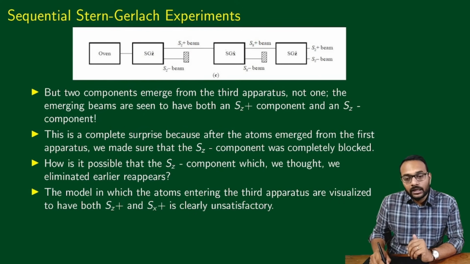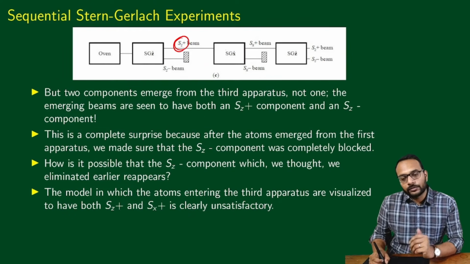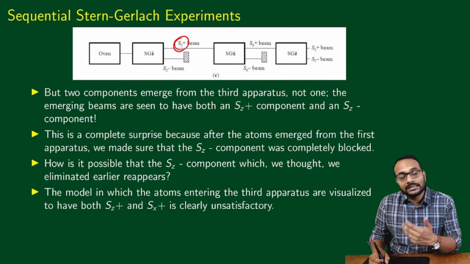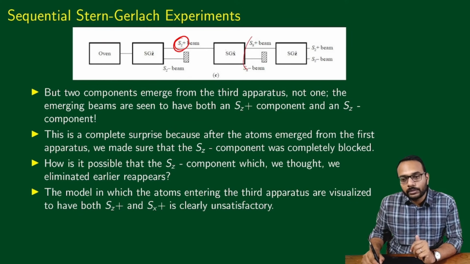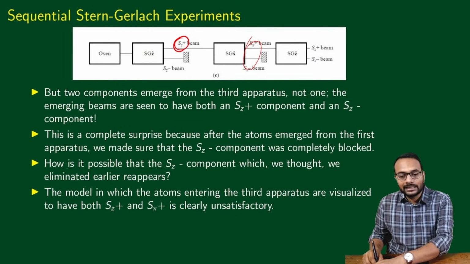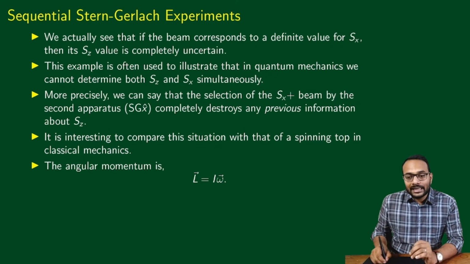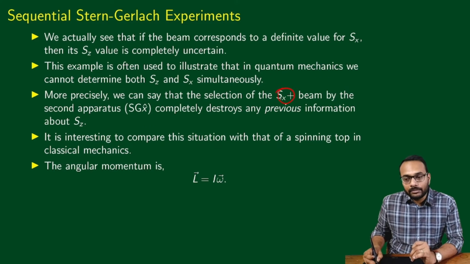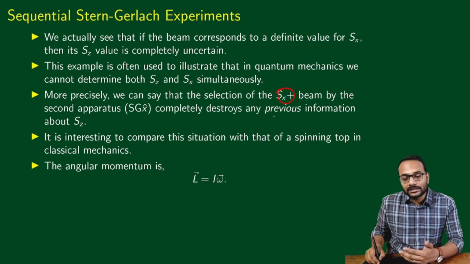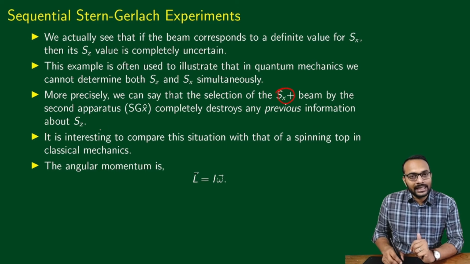In the same way, if you have a definite z component of spin, then the x component of spin becomes completely uncertain. So we can say that the selection of the Sx plus beam by the second apparatus completely destroys any previous information about Sz.